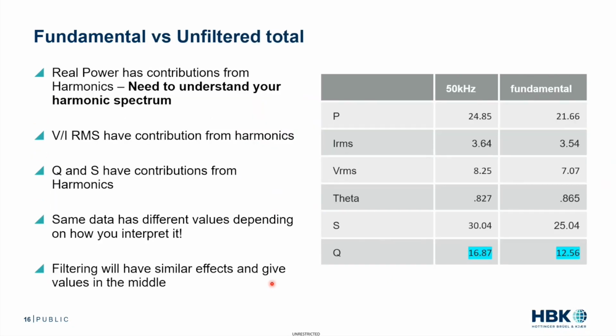So if we look at the fundamental versus the unfiltered, this is just a table highlighting what we've already seen. Q and S and the RMS values have components contributing from the harmonics, and the same data gives you different values depending on what you calculate. So filtering has similar effects, and now I'm going to give some examples with switching frequencies, with inverters involved, where this becomes really apparent why this is such a big difference.